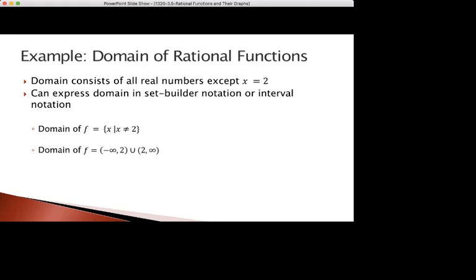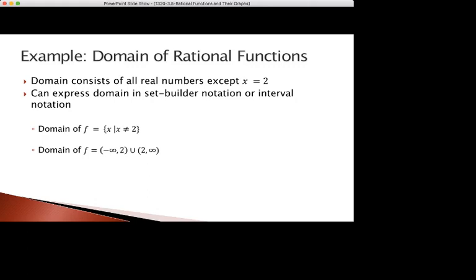But we have another way of expressing the domain with interval notation. And we say that the domain of f is equal to the open interval negative infinity to 2 union the open interval 2 to infinity. Now pay close attention here. We have parentheses around the 2's because we are talking about open sets.